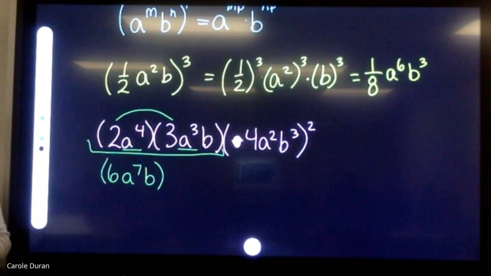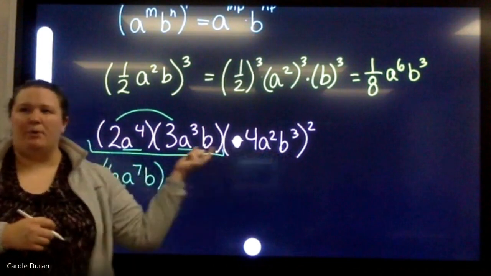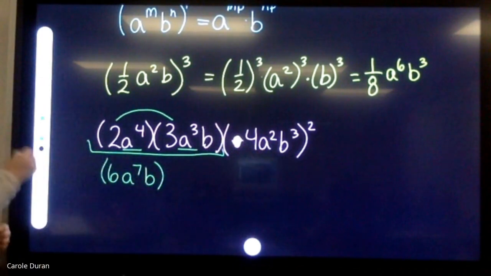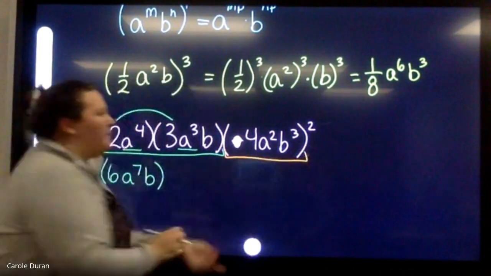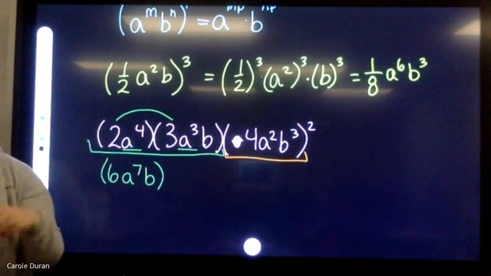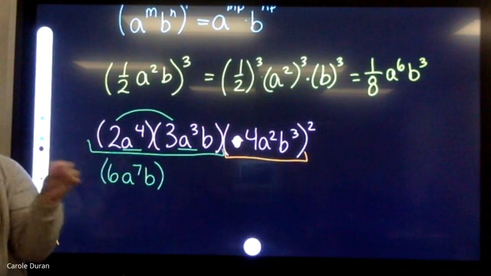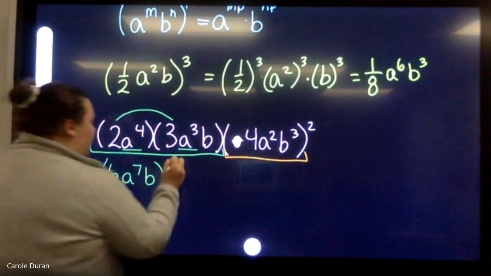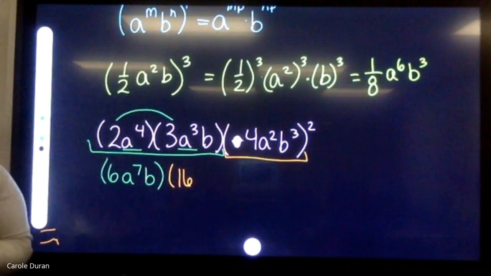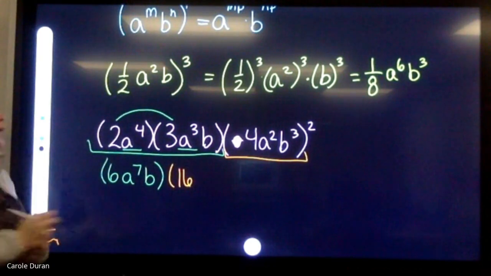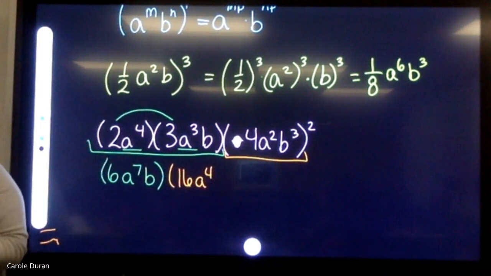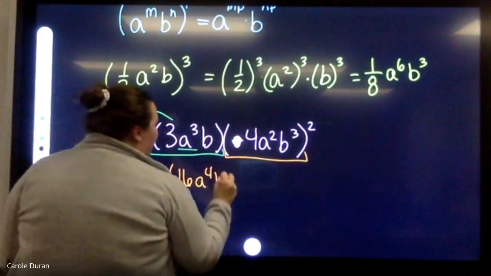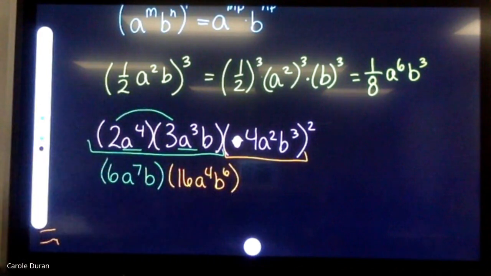Now I want to make this a little more manageable, so I can multiply it with the 6A7B that I already found. I'm going to take that square and square everything inside the parentheses. What is negative 4 squared? 16. What is A squared squared? A to the 4th. And what is B cubed squared? 6, because we're multiplying an exponent to an exponent. So that becomes B6. Now I have 6A7B times 16A4B6.